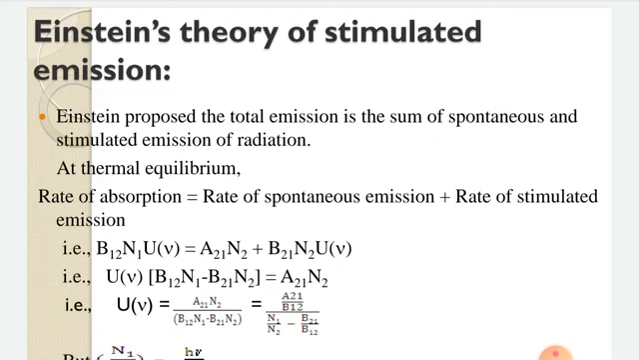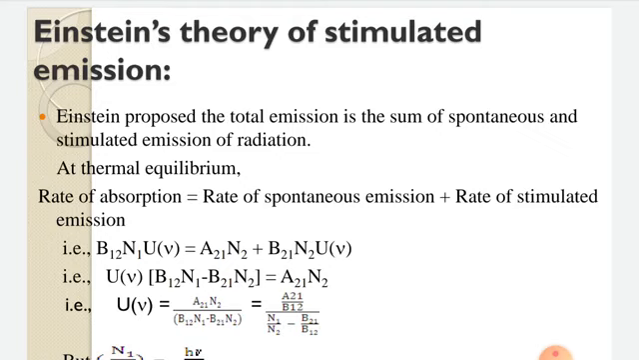See what Einstein is going to tell: when an atom is excited from a lower energy state to the higher energy state, there may be a chance of stimulated emission of radiation, or there may be a chance of spontaneous emission of radiation. So he tells that total emission is possible because of the sum of spontaneous as well as stimulated emission of radiation.